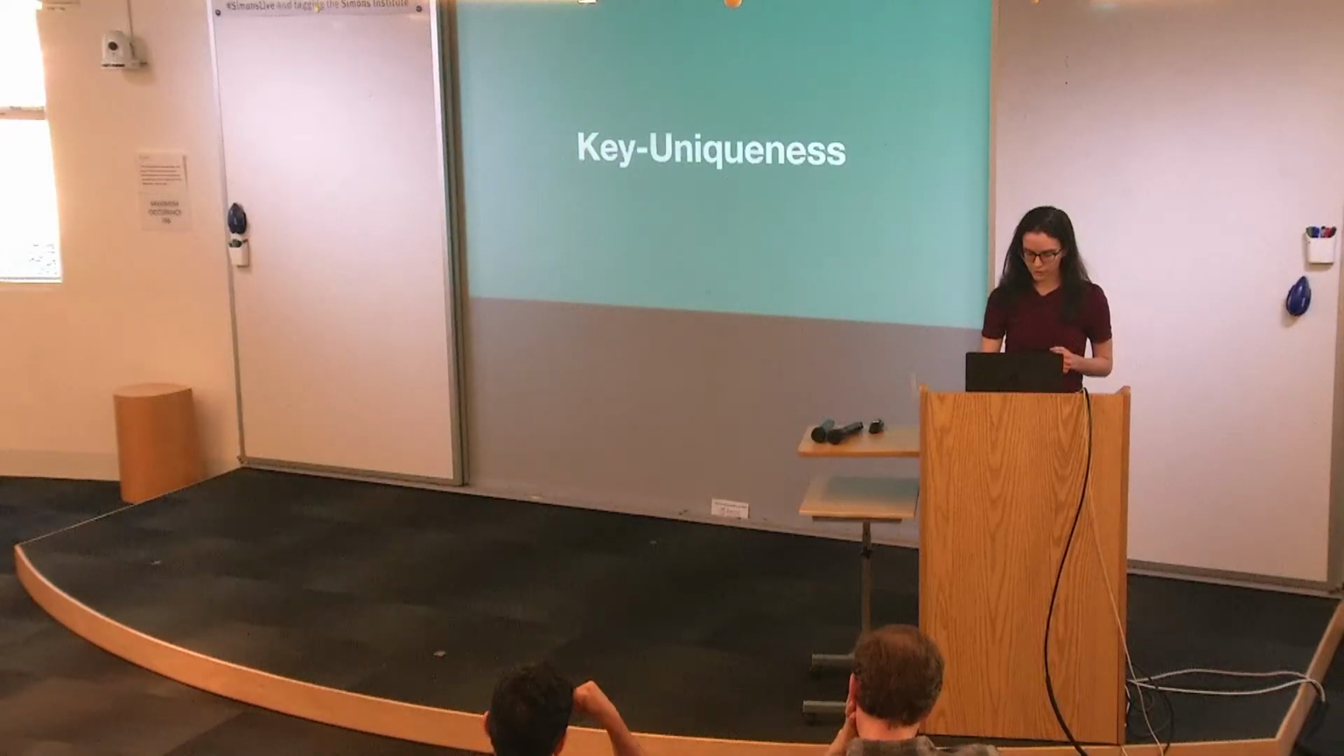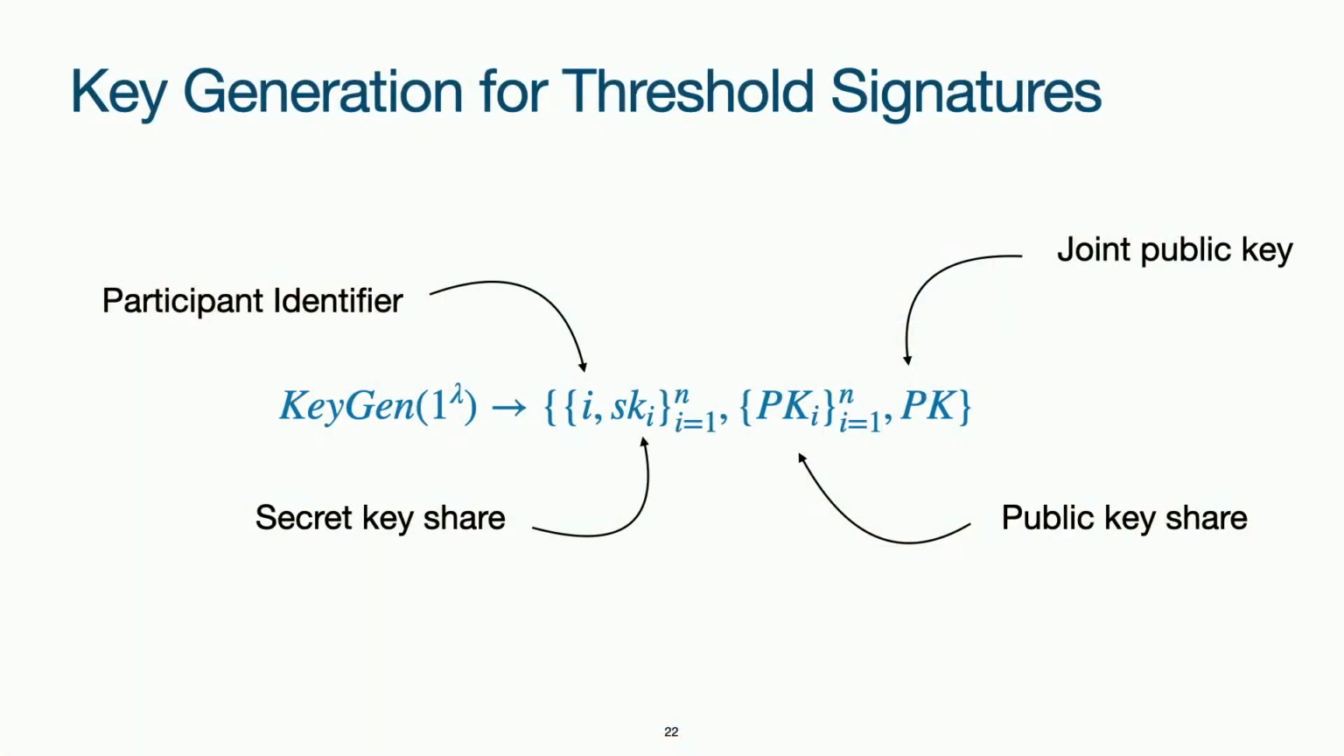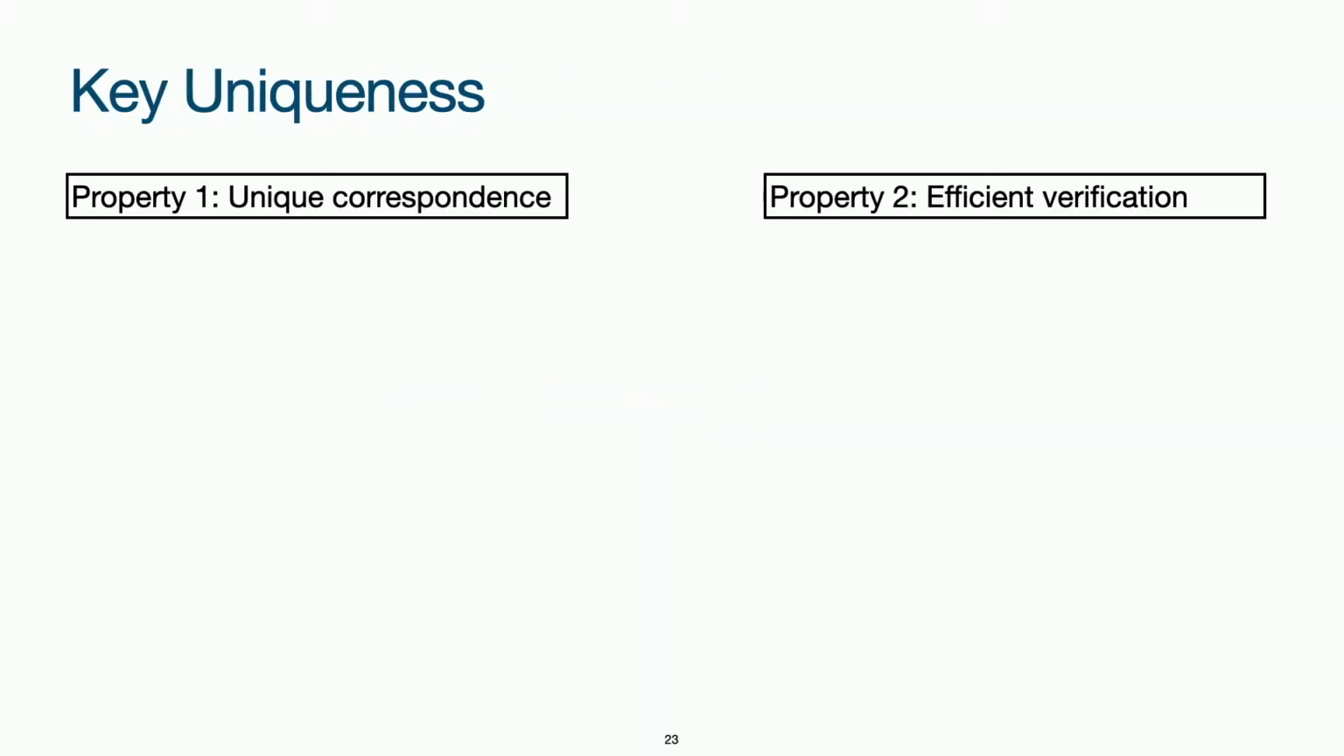Okay, so let's go into the definition of key uniqueness. I want to remind us what we mean by key generation for threshold signatures. Essentially, we have a keygen algorithm that outputs a set of n secret key shares along with an associated identifier, and then the public key shares for each participant along with a public key. So this is the overall algorithm. When we say that a scheme is key unique, there are two properties associated with that scheme: one, unique correspondence, and second, efficient verification.